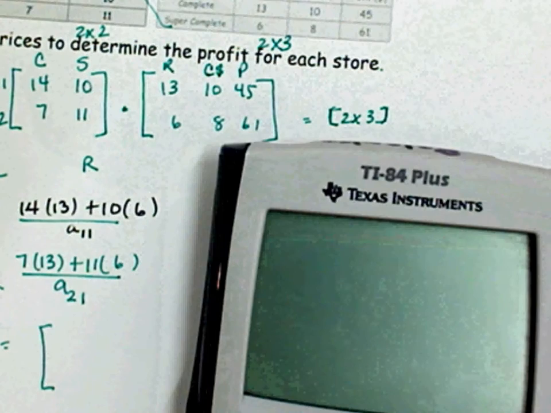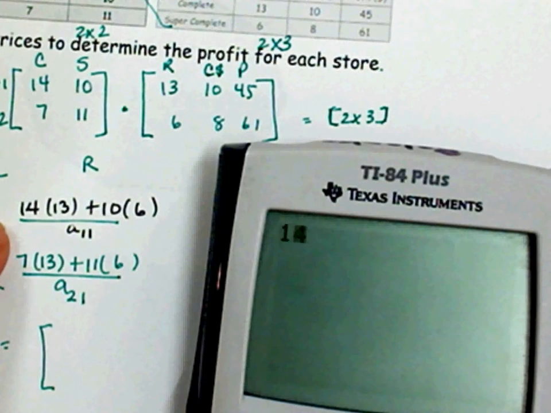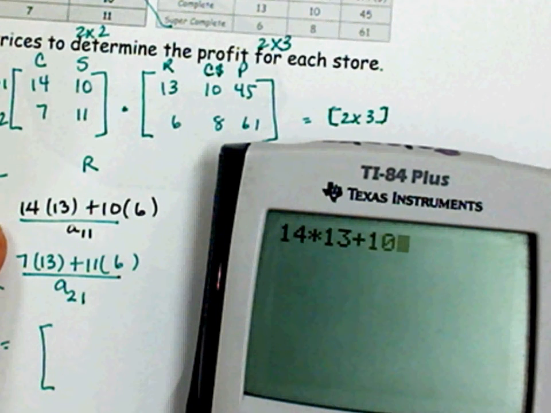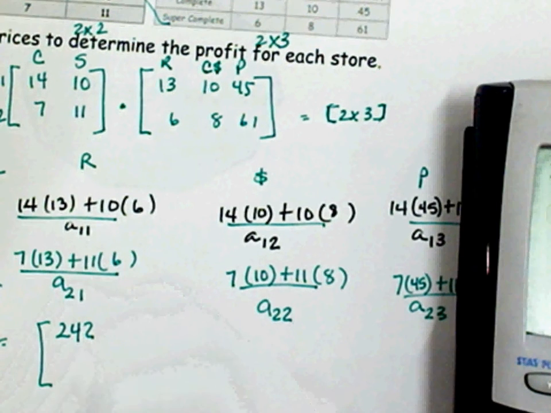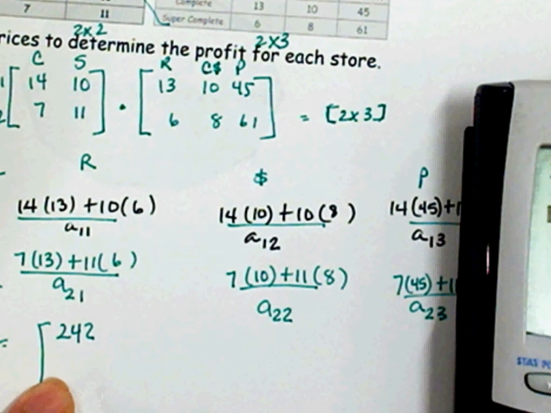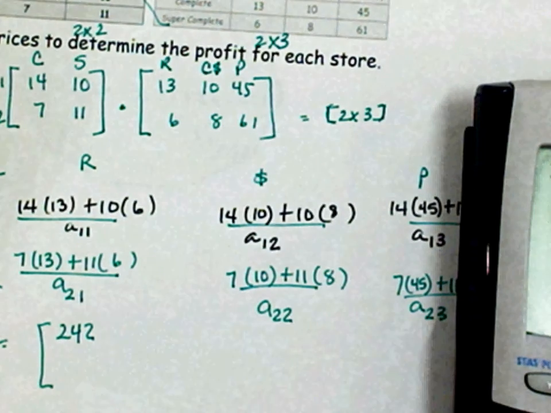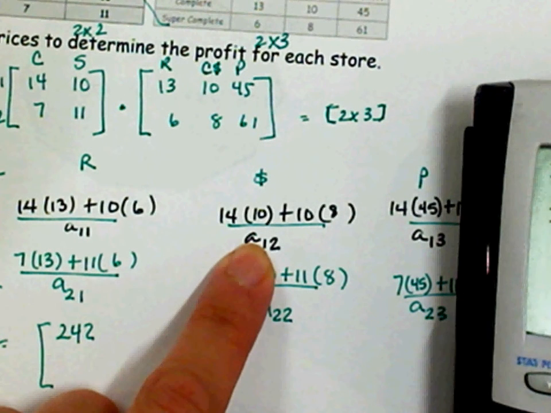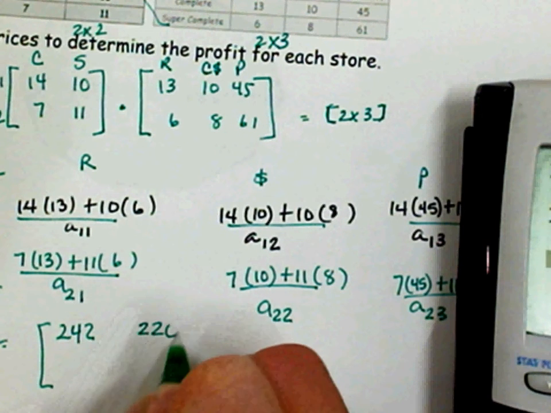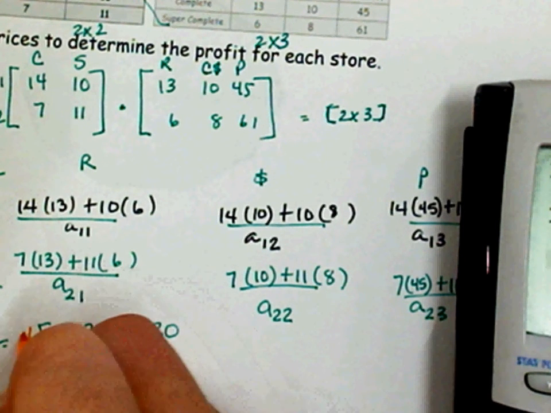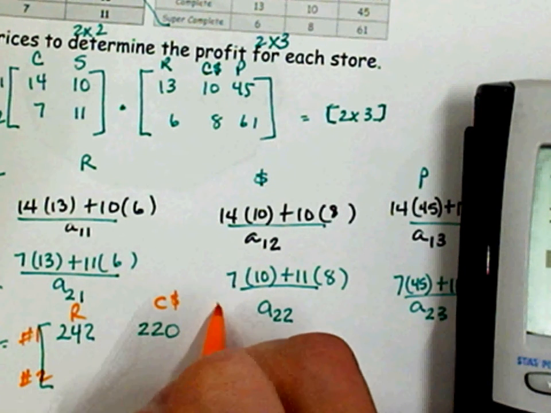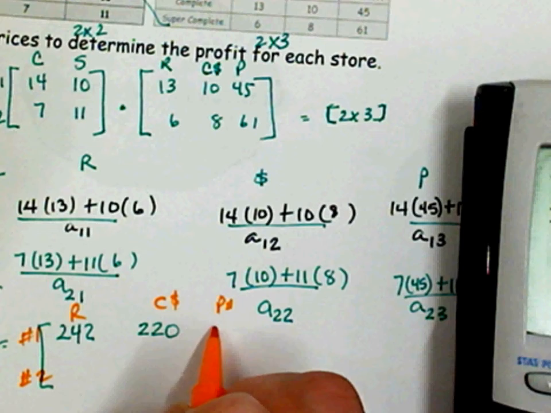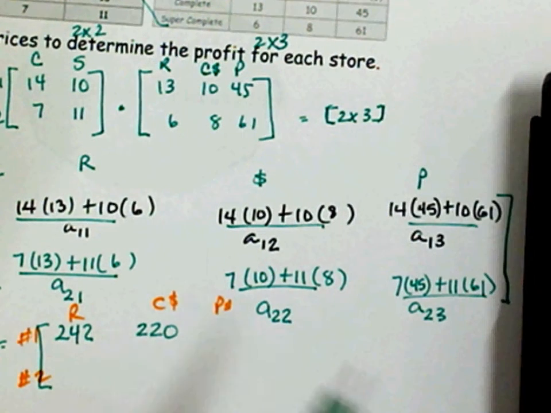Here we go. Clear. 14 times 13 plus 10 times 6, 242. So at store number 1, the revenue is 242. That's what that means, okay? Next one, 14 times 10 plus 10 times 8, 220. Remember, this is the store. Here's your revenue, here's your cost, here's your profit. Okay, so your cost is 220.